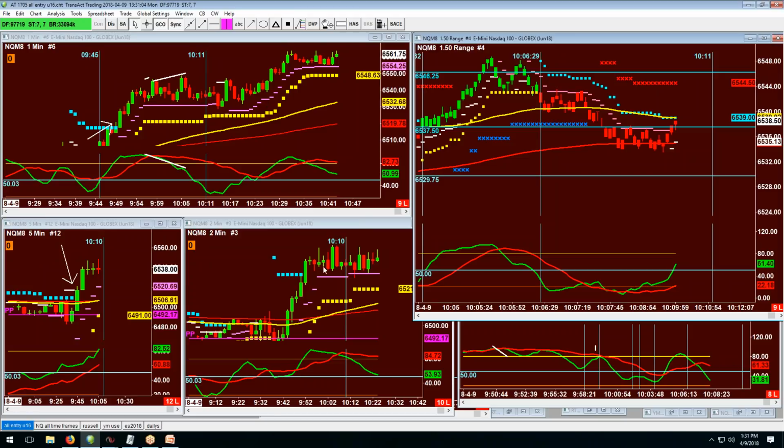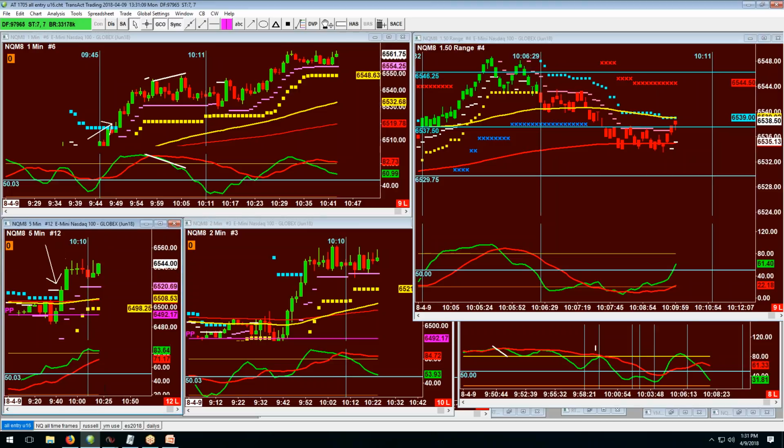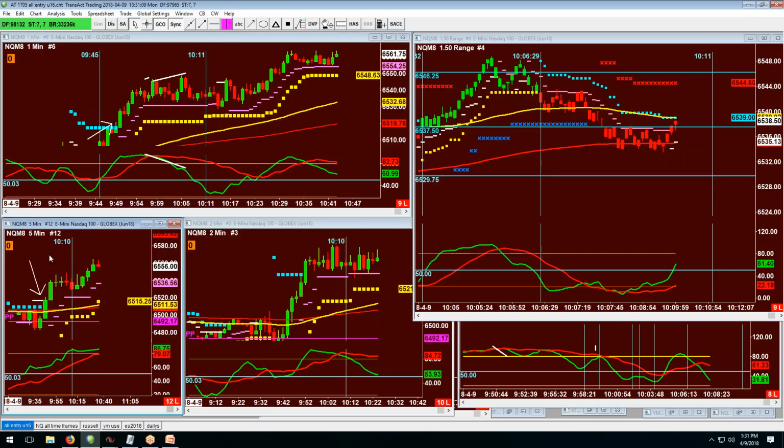And you can see it on a 2-minute, and you can see it on a 5-minute. It's all in the same general area of congestion. So again, you decide. I'm trying to take the trades that have, in my mind, the higher possibility of working out.